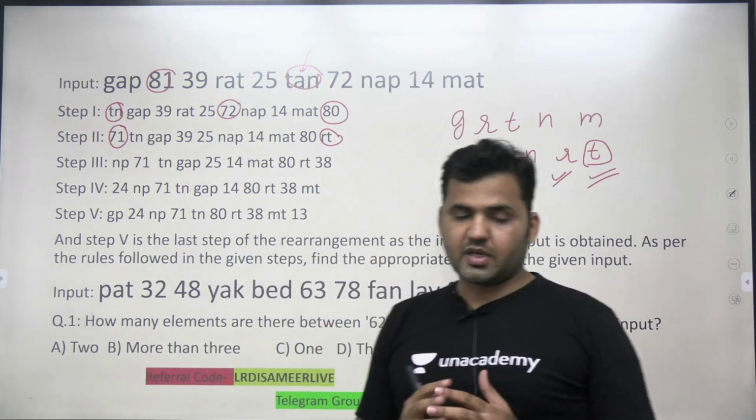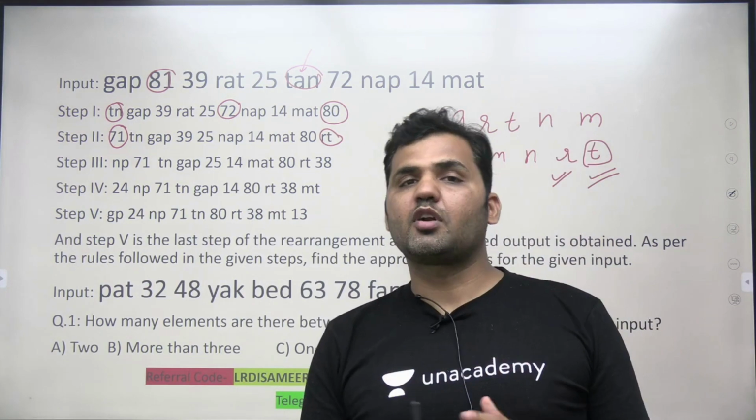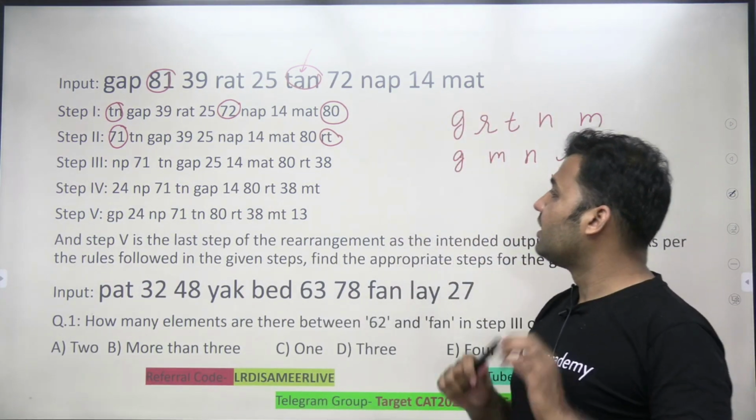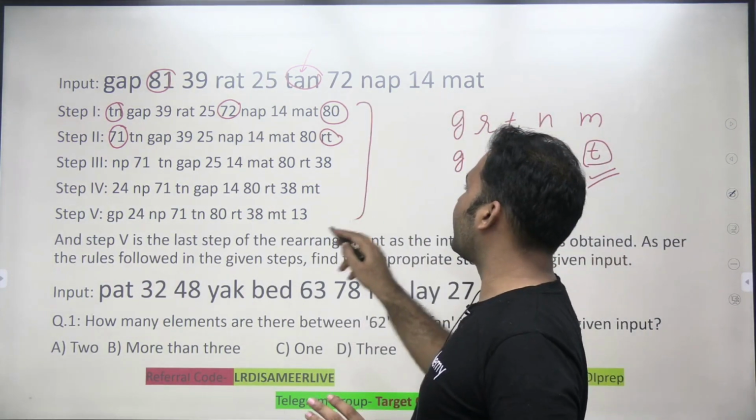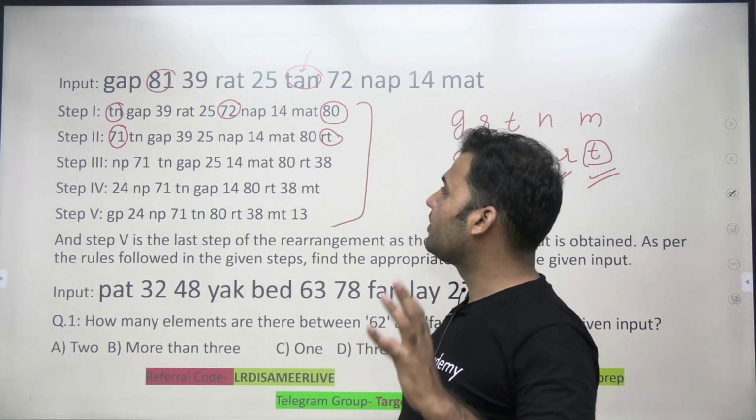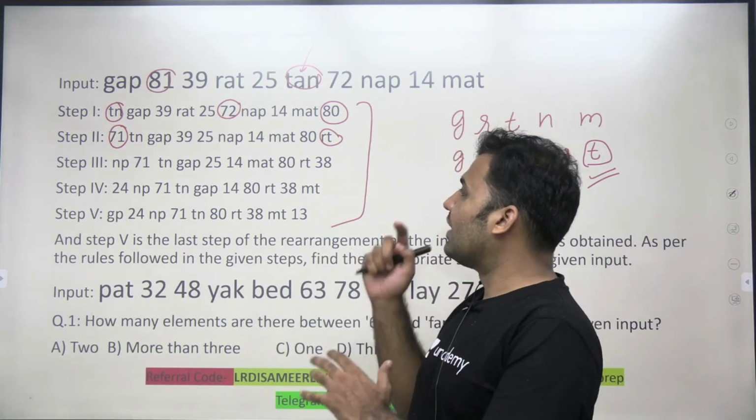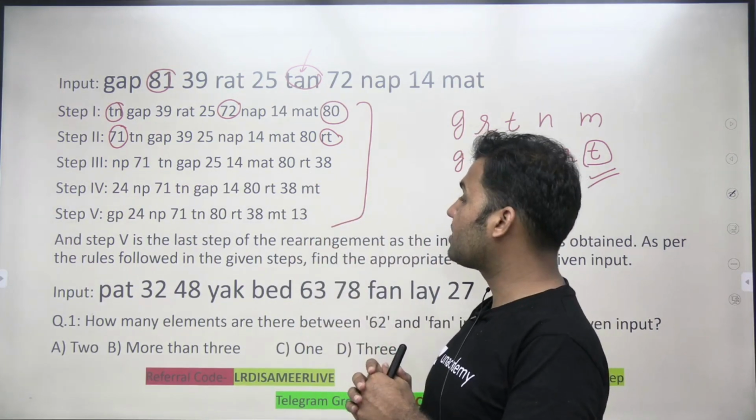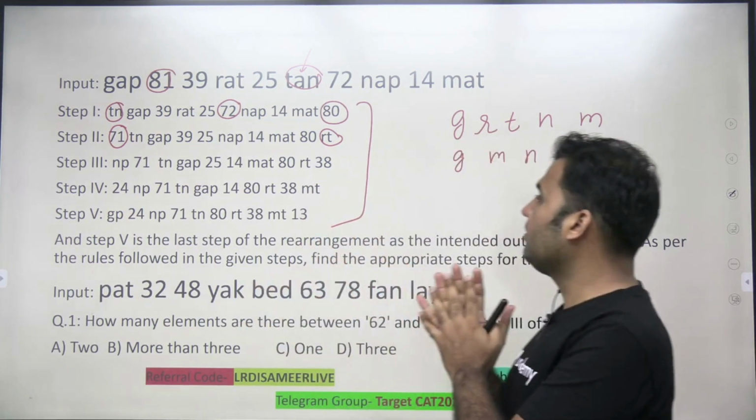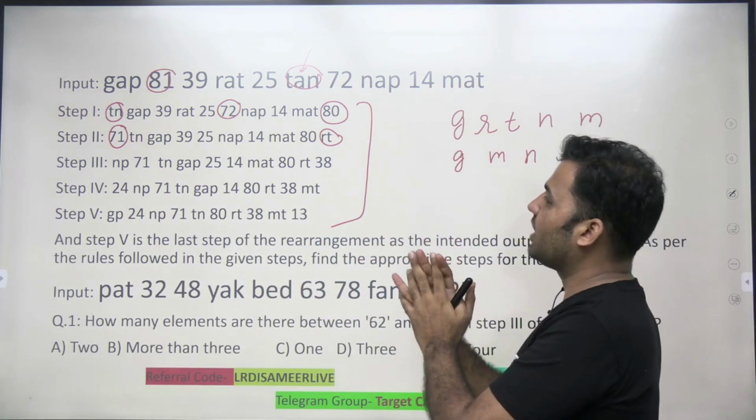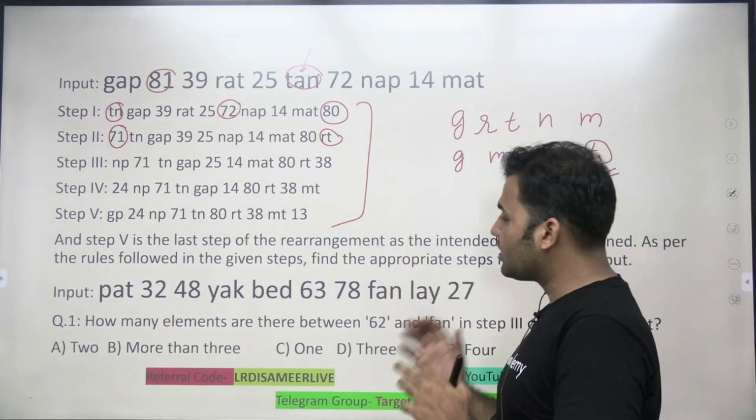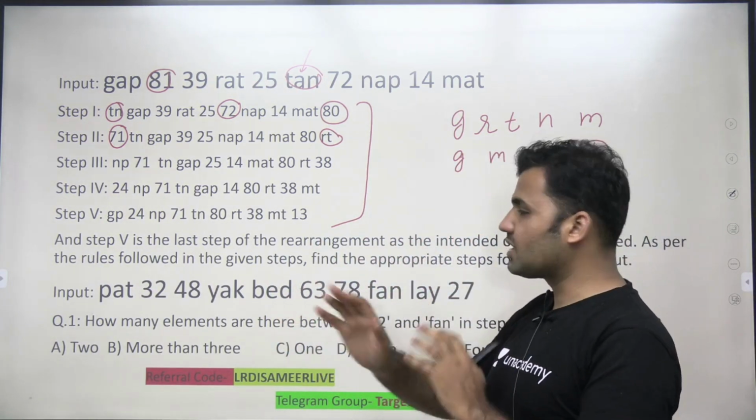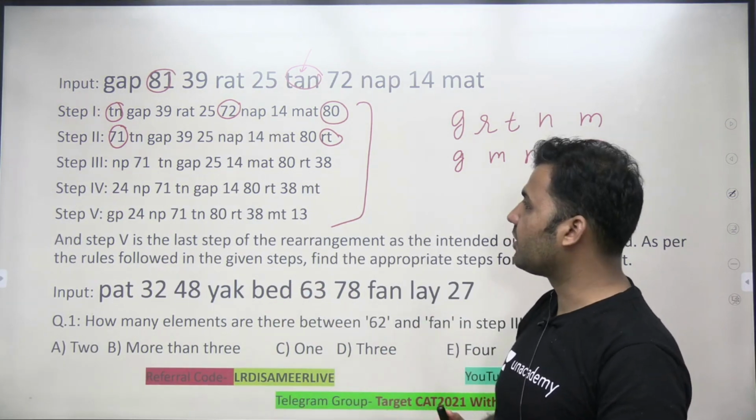So in solving input-output questions, the first step is to observe the pattern, what exactly is happening with the numbers and the words. Once you identify how the elements are getting moved from step to step, then using the same sequence of steps, using the same methodology, you're supposed to answer the given questions. So this is a standard approach of any input-output set.